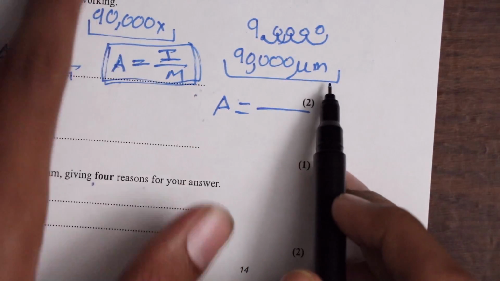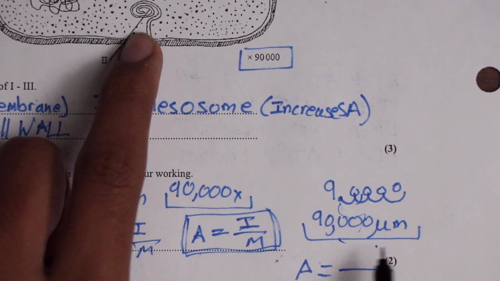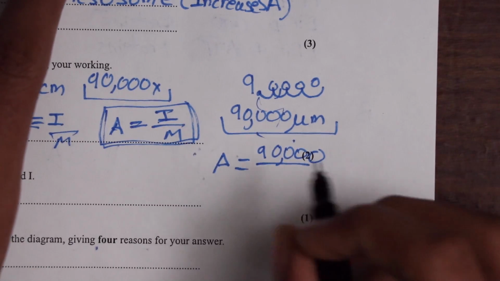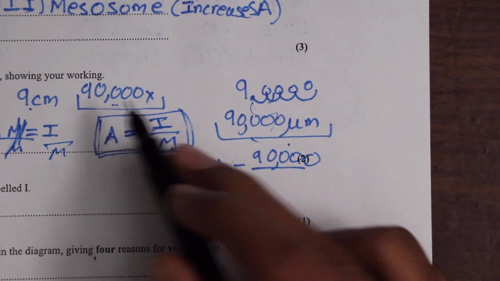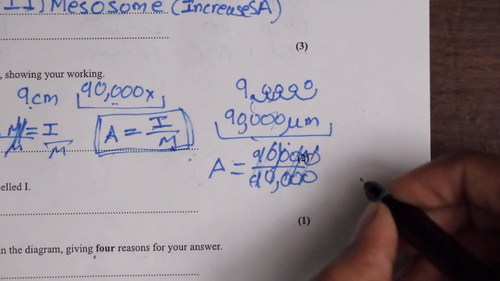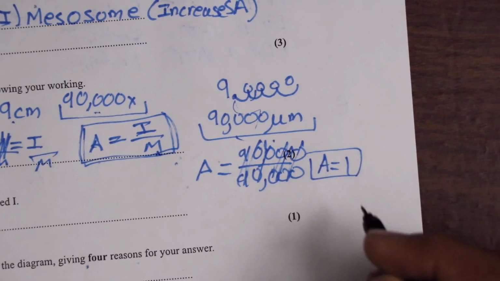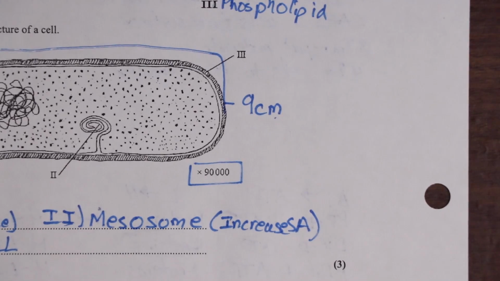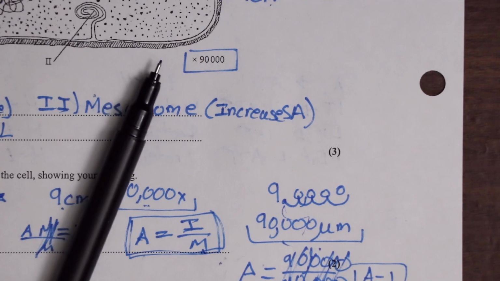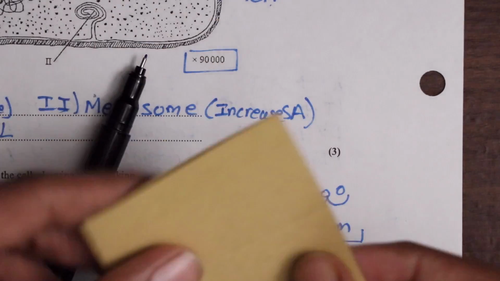So the actual, the image. What is the image? This is 9 centimeters, which we converted to 90,000. 90,000. And then the magnification, what's the magnification? 9,000 times. So we can already see all these cancel out, and then A just equals 1. There you go. Now, if you think about it, if something is 9,000 and is being multiplied 9,000 times, that would equal 1.